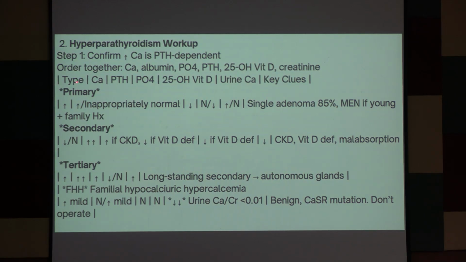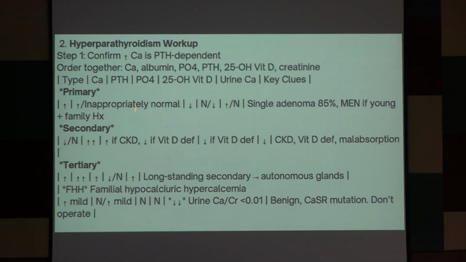Secondary: calcium low or normal, parathyroid hormone high, phosphate high or low, low if there is vitamin D deficiency. The common causes of secondary hyperparathyroidism are CKD, vitamin D deficiency and malabsorption. Malabsorption syndrome impairs the absorption of calcium in the body. So the causes of secondary are CKD, vitamin D deficiency and malabsorption.